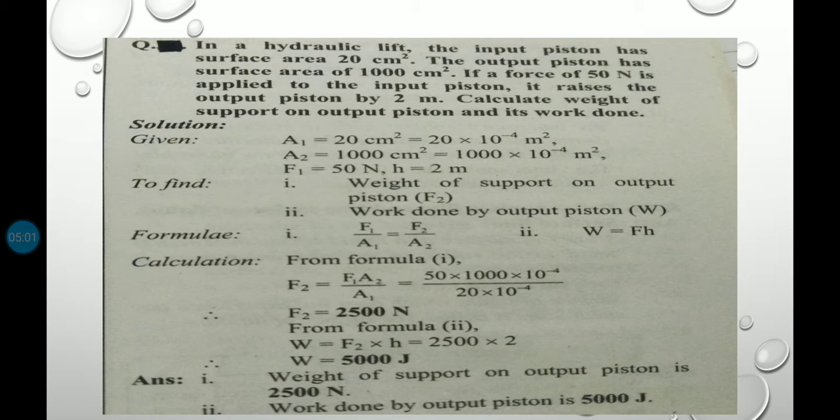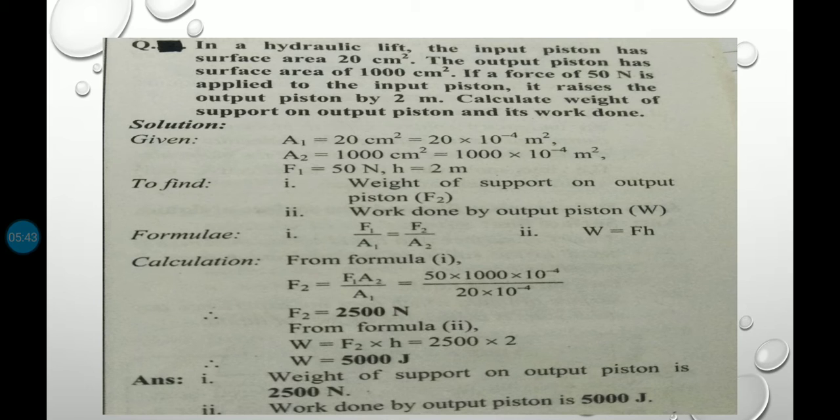Here you have given A1 is equal to 20 centimeter square, which can be converted into meter square, that is 20 into 10 raised to the power minus 4 meter square. Then A2 is also given, that is 1000 centimeter square, equal to 1000 into 10 raised to the power minus 4 meter square. And F1 is given, that is 50 Newton, and h is equal to 2 meter. Then we have to find F2 and the work done by the output piston, that is W.